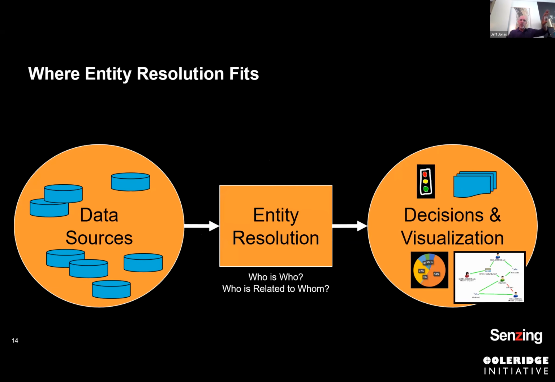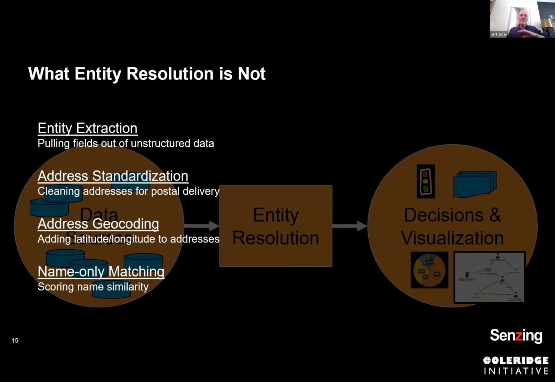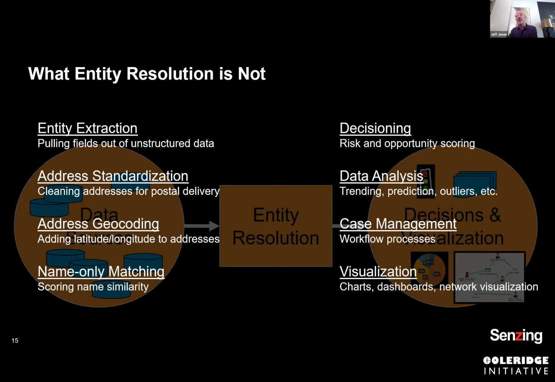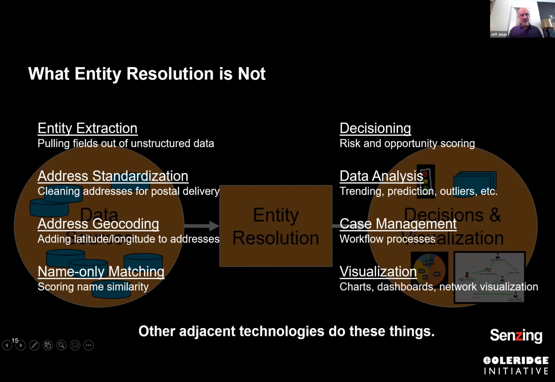Entity resolution fits in between data and decisions, but it's not entity extraction, where you have a report and have to pull out names and addresses. It's not about address standardization, although that's helpful, or geocoding or matching just names. Those are things that happen before or aren't necessarily entity resolution. And after entity resolution come decisions, analysis of data, case management, visualization, charts, dashboards. Think of it like this: is it really three facts about three people, or is it one person with three facts? Imagine how key that would be to any of these kinds of decisions, or for that matter, visualizations.